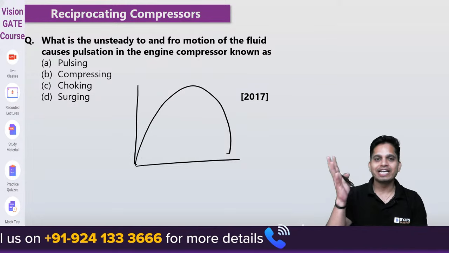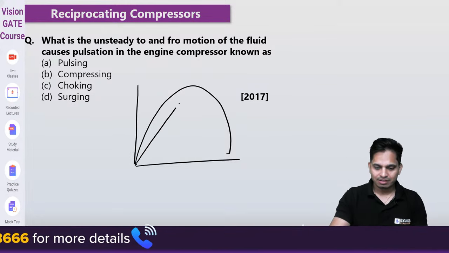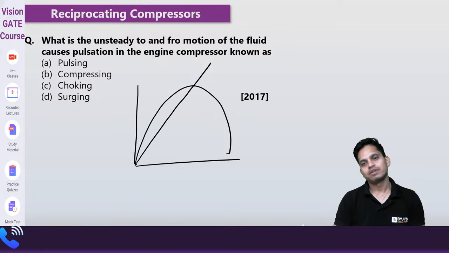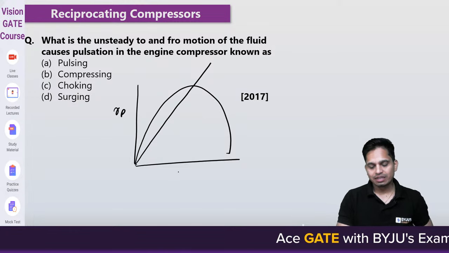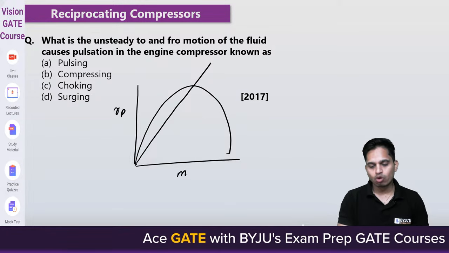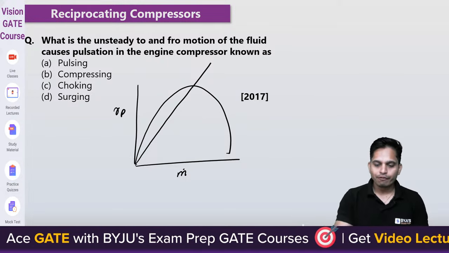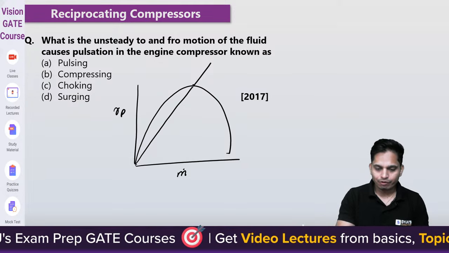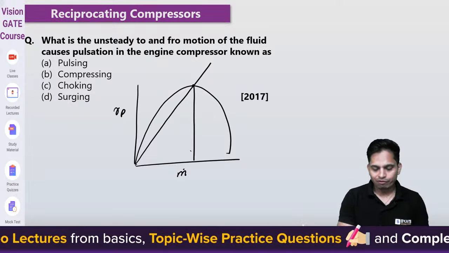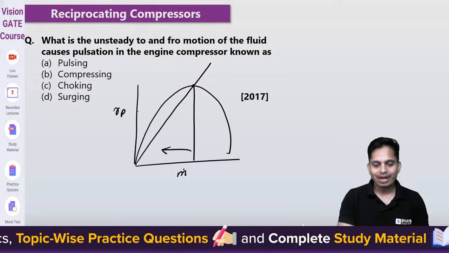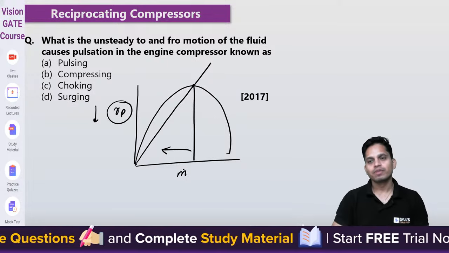Nahi, pulsing is not a word used here. This is the pressure ratio, and this is the mass flow rate. If you operate below this, in this region, then the pressure ratio starts decreasing.